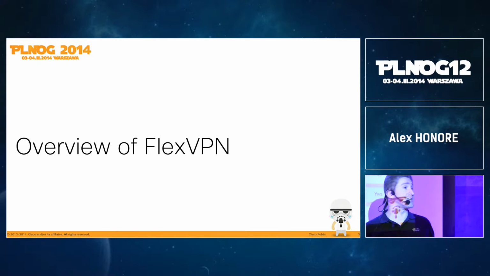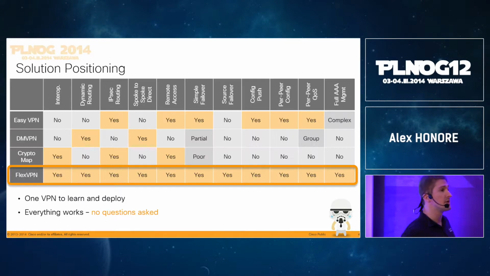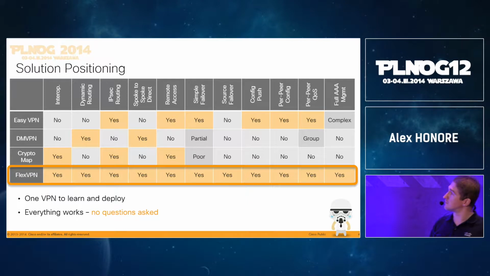It's basically a consolidation of everything you could do before using a single unified CLI. And it kind of covers what you could do with EasyVPN, with DMVPN, what you could do with the old legacy crypto maps. GetVPN is out of the picture, by the way, because this is overlay IPsec only, so it's not transport encryption, it's just overlay network.